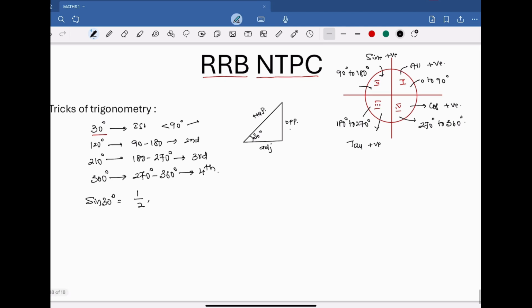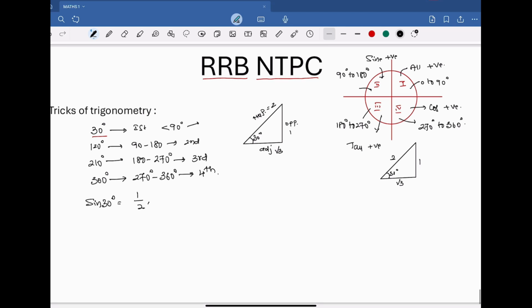Opposite side, let us say it is 1, adjacent side is root 3 and hypotenuse is equal to 2. That means the 30 degrees triangle will be like this. Please remember this triangle. This is 30 degrees, this is 2, this is root 3 and this is 1.